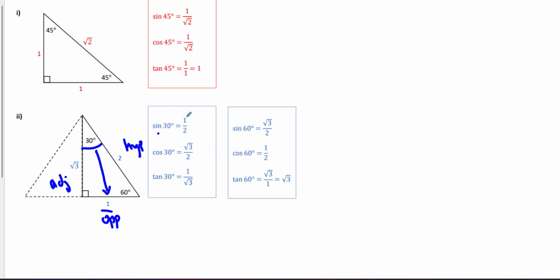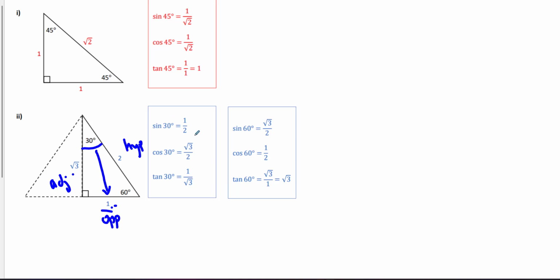So sine 30 is opposite, which is 1, over hypotenuse, which is 2. So sine 30 is equal to a half. Cos 30 is adjacent, which is root 3 over 2. And then tan 30 is opposite over adjacent, 1 over root 3. So these are your exact values when it comes to the 30-degree angle.